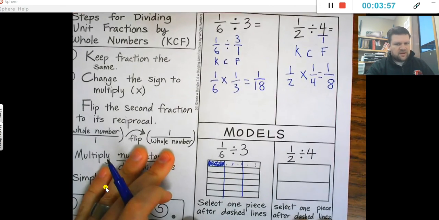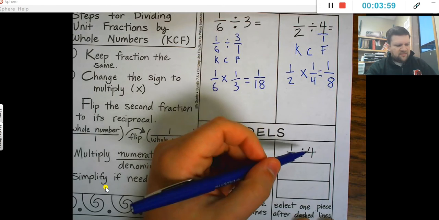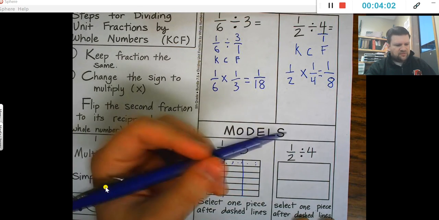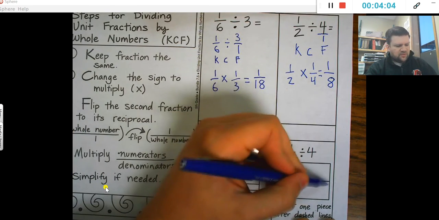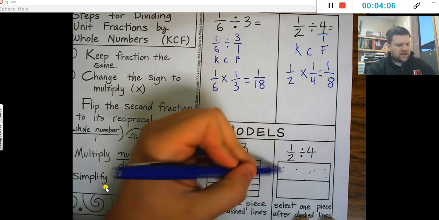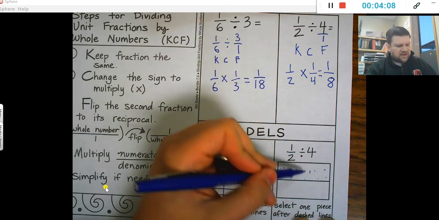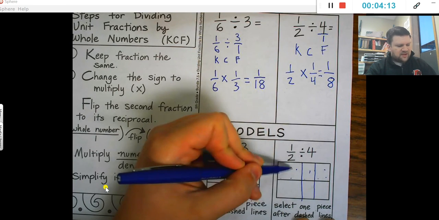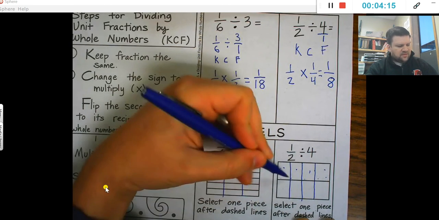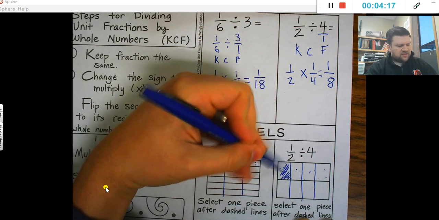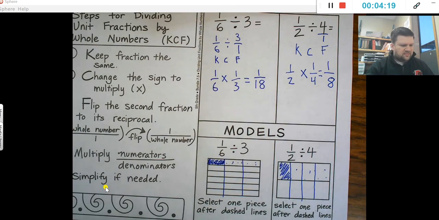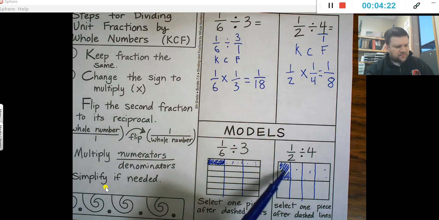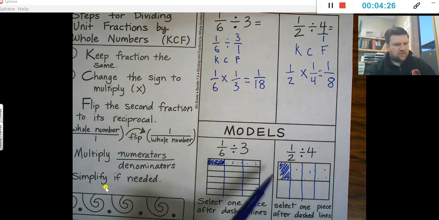Looking at the model down here, I have 1/2, and I'm going to divide it into fourths. So there's my 1/2 that I'm looking at. Dividing it in fourths, I'll divide it in half, and then take those in half. And then I want to look just at what size one of those pieces is. So if you look, one of those pieces, that's 1 out of 8 total. So that's how I get my 1/8.